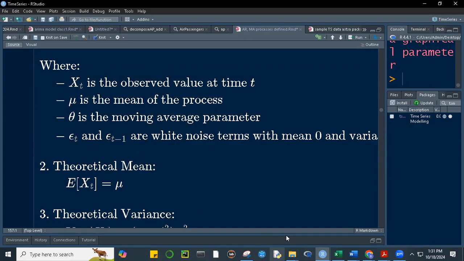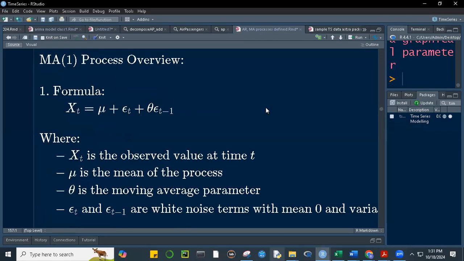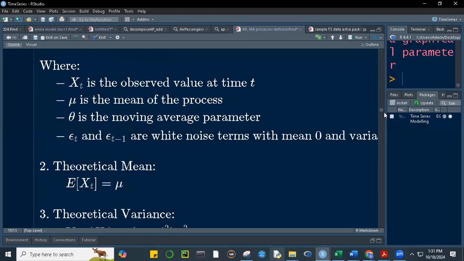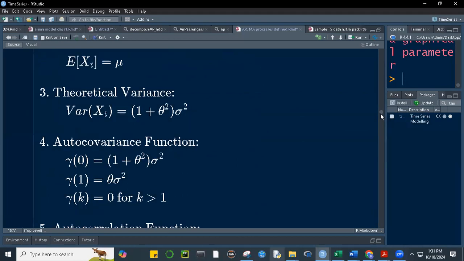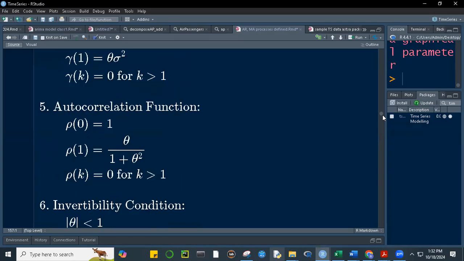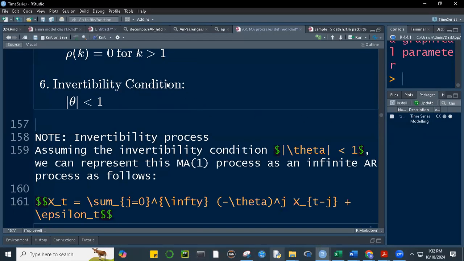Excuse me. And then your theoretical mean, class, is there already. It's in the equation, so you don't have to compute for the theoretical mean. So for an MA process, the value that you get there is already your theoretical mean. Okay, and then the theoretical variance can be computed using this formula, 1 plus your theta squared multiplied by your variance. Okay, and take a look at this, class. Here you see invertibility condition. For AR process, it's what we call stationarity condition. For an MA process, it's called invertibility condition.